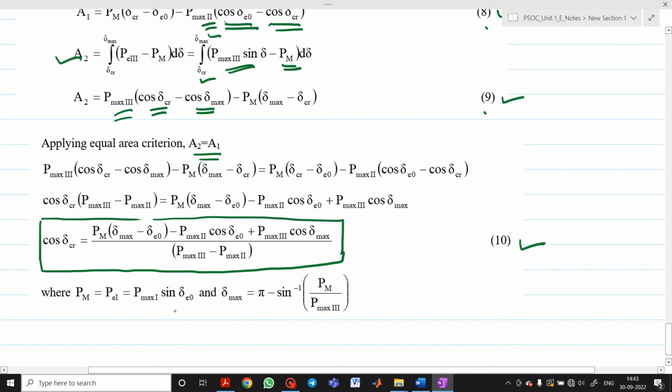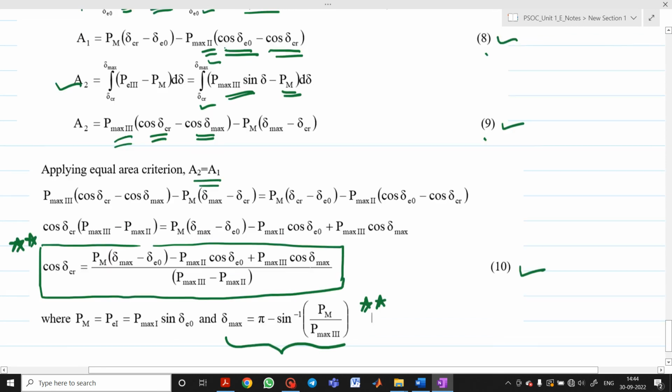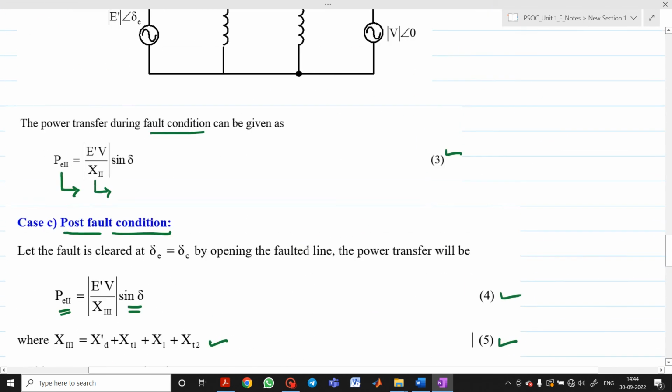And already I told you the value of delta max and how to find it. Delta max equals pi minus sine inverse of PM upon Pmax3. This is a very important equation. Based on that, we have to solve a few numericals also. In the next video lecture, we will discuss numericals related to a fault occurring at a midpoint.